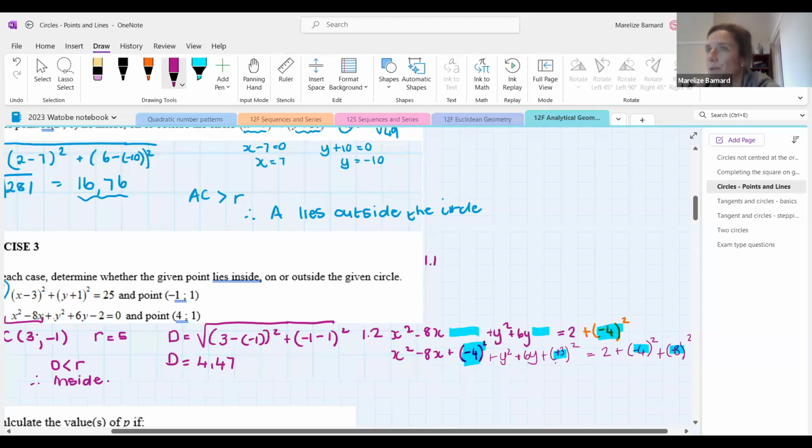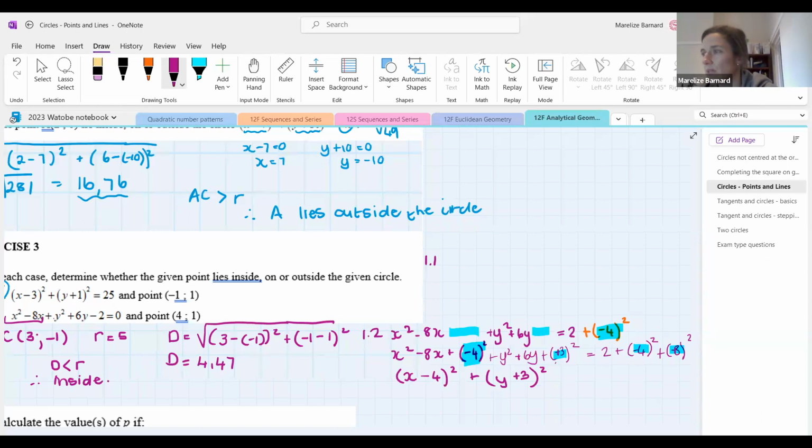Okay, so now we're going to make our bracket for x squared minus 8x plus -4 squared. And that's going to be x minus 4 squared. And then y plus 3 bracket squared. And on this side, we've got 2 plus 16 plus another 9. You can just put that into your calculator and see what that gives you. Plus 9. 27.